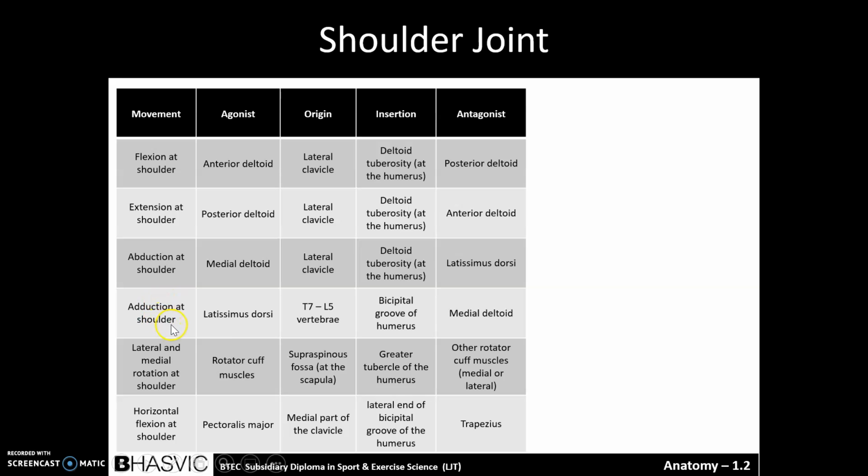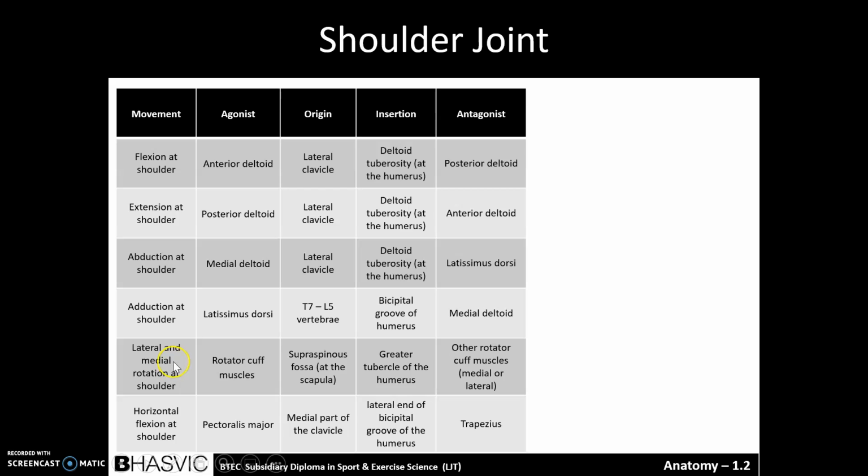Adduction at the shoulder is performed by the agonist, which is the latissimus dorsi, and the origin of the latissimus dorsi is from the 7th thoracic vertebrae to the 5th lumbar vertebrae, and the insertion of the latissimus dorsi is the bicipital groove of the humerus. And the antagonist of this movement would be the medial deltoid.